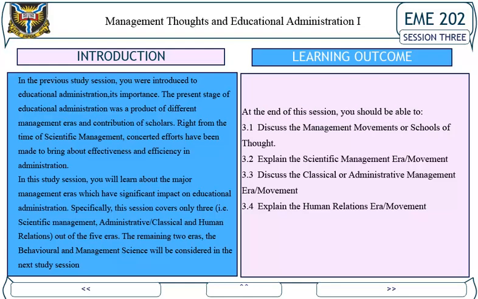Specifically, this session covers only three of the 5 eras, that is, scientific management, administrative or classical, and human relations. The remaining 2 eras, the behavioral and management science, will be considered in the next study session. Learning outcomes for study section 3.